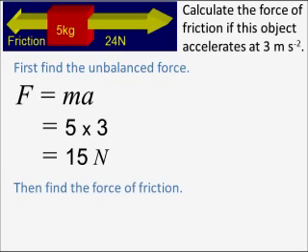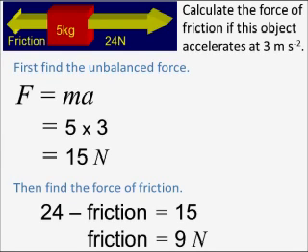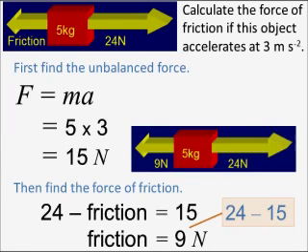Then we'll find the force of friction. Well, we've got 24 and we've got to subtract friction, and we know we're going to get an answer of 15. So you should be able to rearrange that and find out that friction is 9. That comes from 24 take away 15. Now if we looked at the problem with that friction involved, you would see the 9 to the left, the 24 to the right makes a resultant of 15, and 15 divided by 5 is 3 meters per second squared, so that works out well.